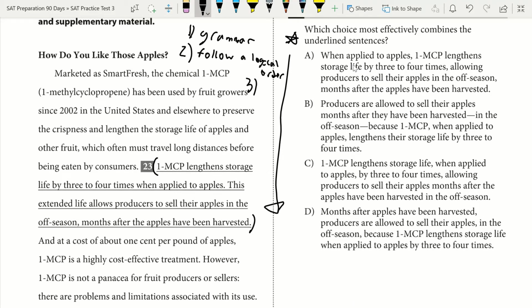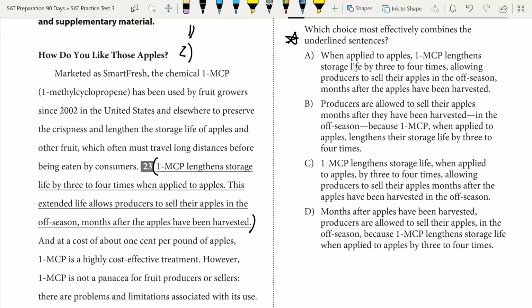And then the third thing that we want to watch out for is modifiers. A lot of the time in sentence combination questions, we have modifiers, and we want to make sure that they're modifying what they're supposed to be. We also want to make sure our modifiers are placed at the right place in the sentence in order to give it that logical order as well.